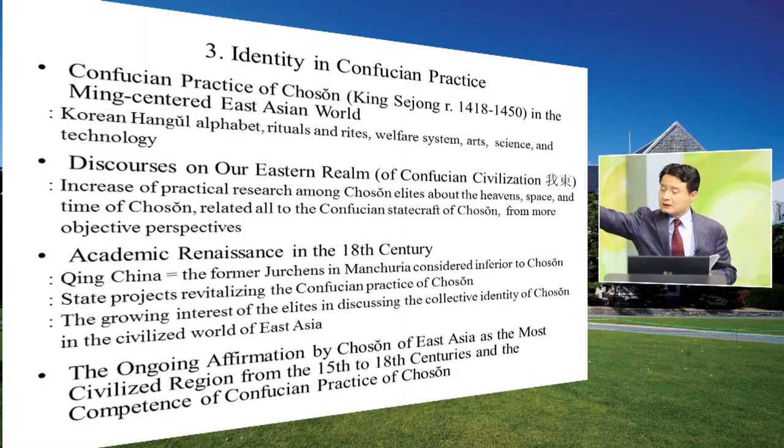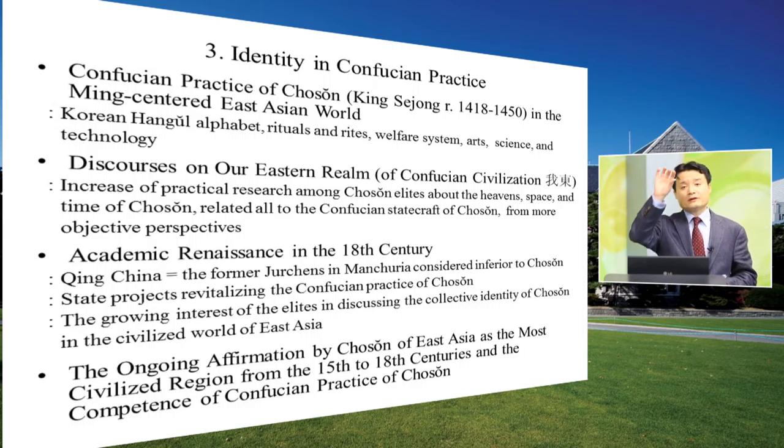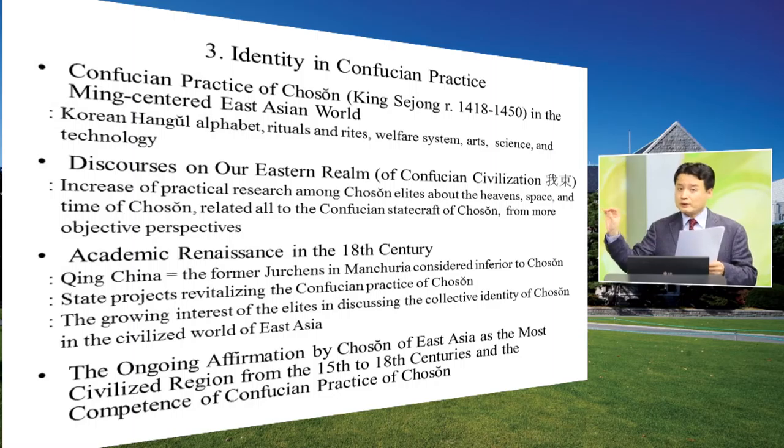This is a time when Ming China governed and controlled the East Asian world system. So on one level, a Sino-centric world system was operating. On the other level, the Confucian practice of Joseon was working well under the guidance of the Joseon state.